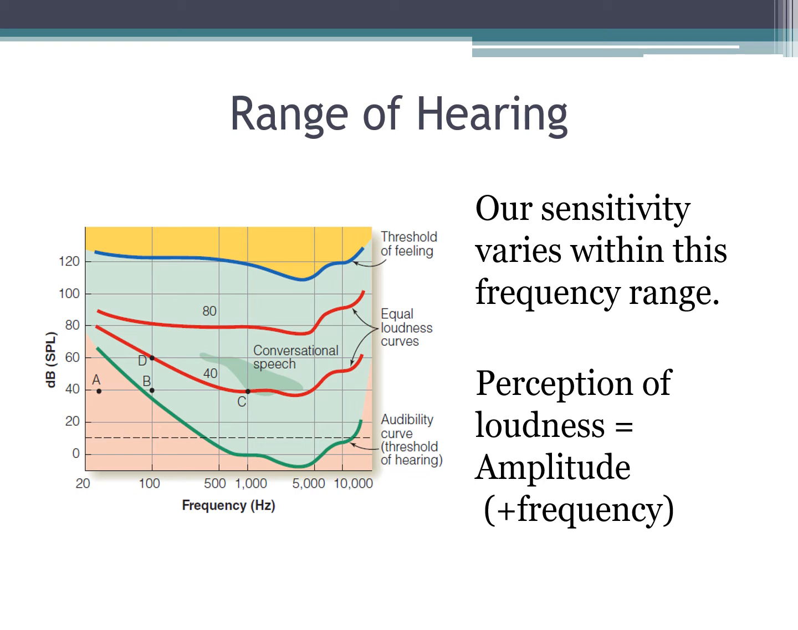frequency. And you can also see that C and D, those are on the equal loudness curve, so those are going to sound the same, even though C at 1000 hertz is at 40 decibels and D at 100 hertz is at 60 decibels. So we can change that amplitude, but it depends on frequency to some extent what our perception of loudness is going to be.